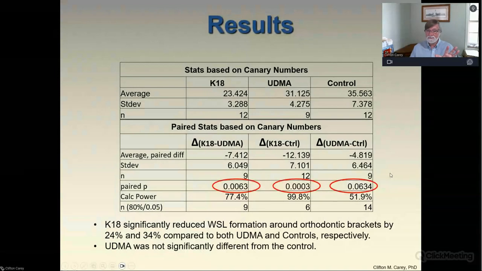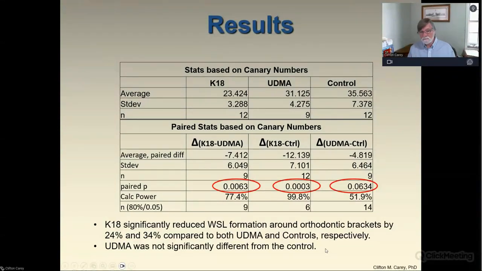And so that's a split mouth design, which is very powerful because now we can say with less number of patients involved in the system, we can actually look and see that you have statistical significance in the difference between the K18 versus the control, the K18 versus the UDMA, statistically significant, and the UDMA itself versus the control, not so significant. The power calculated for that is pretty good. And so we see that we got a 24 to 34% reduction in white spot lesion formation with the K18 versus the control and the UDMA.